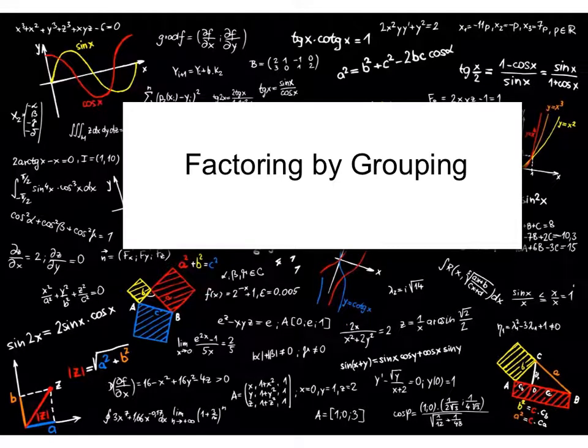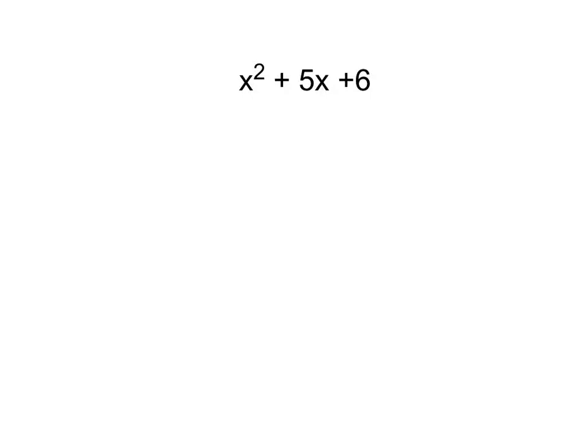Today, we're going to be looking at factoring by grouping. This is the method by which we can factor virtually any polynomial we come across. We're going to start with the simplest form of the polynomial, x squared plus 5x plus 6.